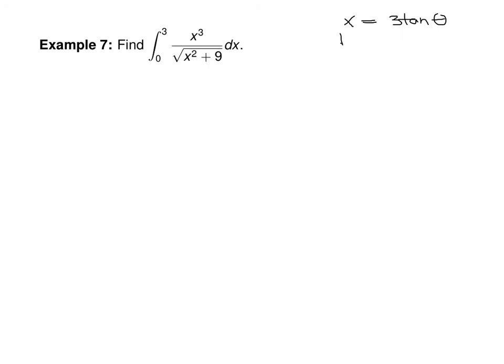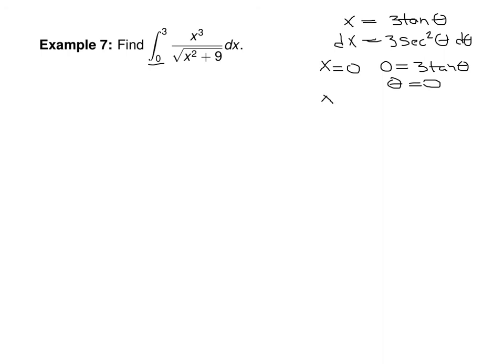So then dx will equal 3 secant squared theta d theta. And now the bounds. If x is equal to 0, that tells us that 0 is equal to 3 tangent of theta, and tangent of theta is 0 at theta equals 0. So we're going to have theta equals 0 in this case.